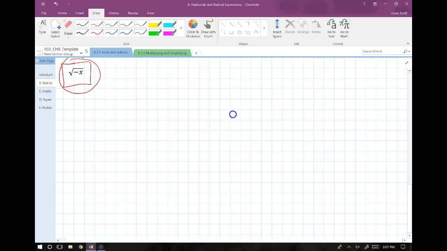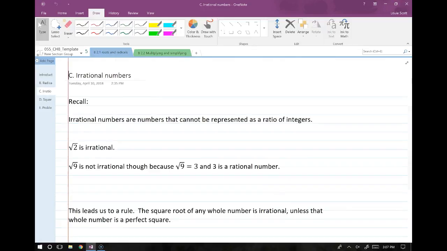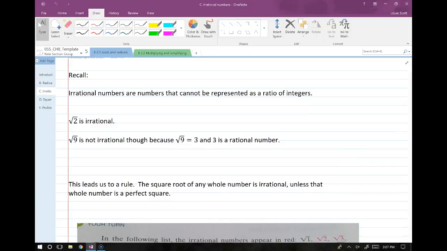Okay. Alrighty. Irrational numbers. So, irrational numbers, some of my favorites, these numbers cannot be represented as a ratio of integers. Things like the number pi, right? That's a famous irrational number. It cannot be represented as a fraction of two whole numbers. The square root of 2, this is a square root that is irrational. That's because the number 2 is not a perfect square. The square root of 9, though, is not irrational because 9 has a whole number value, right? The square root of 9 equals 3, and 3 is rational. So the whole thing is rational.